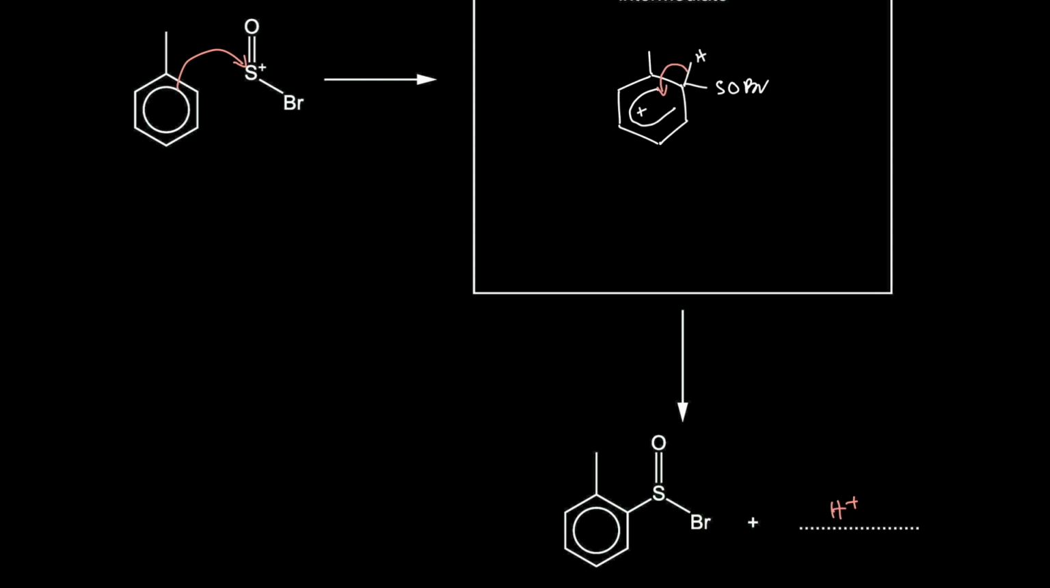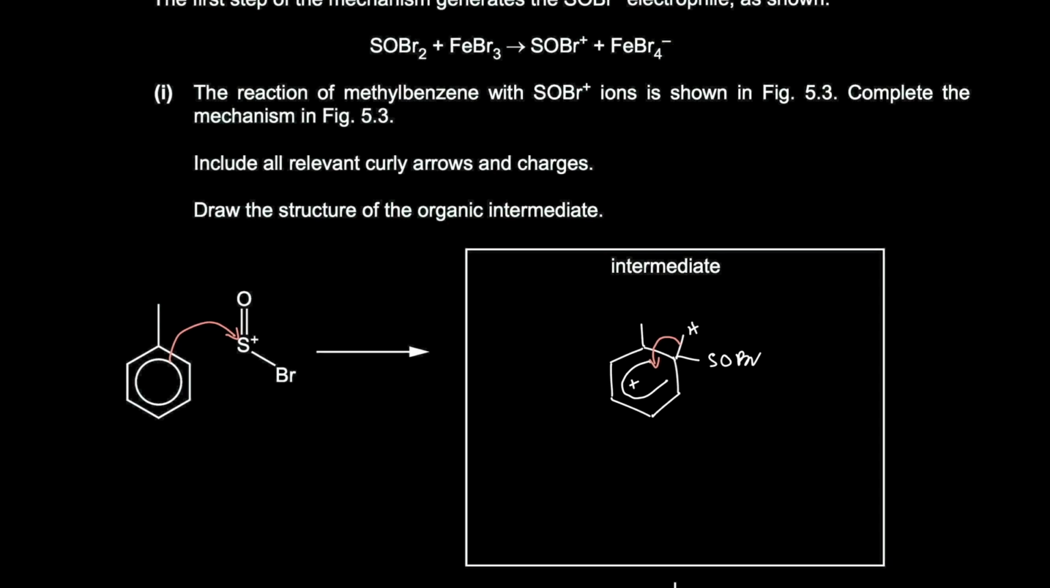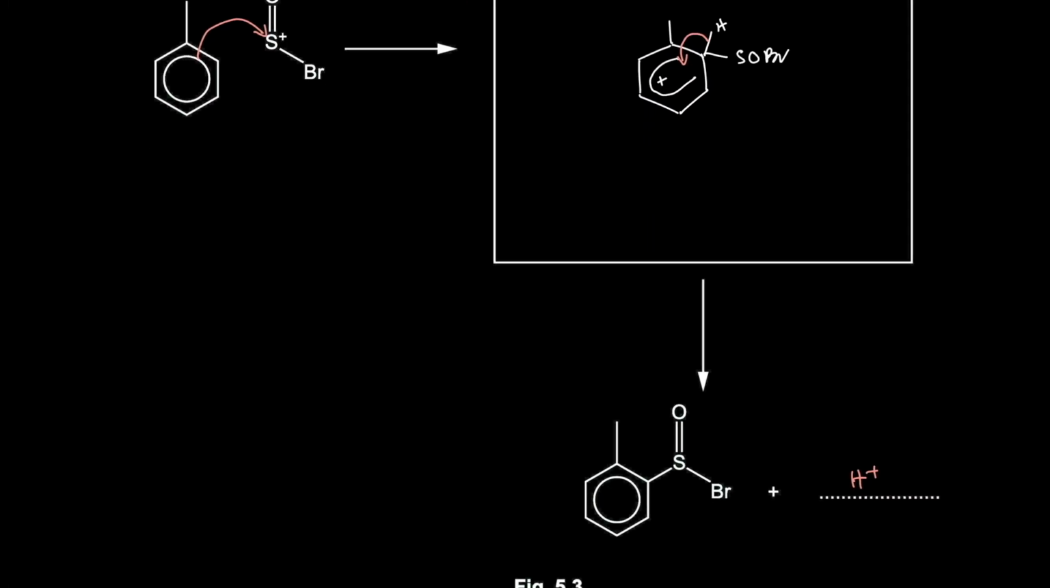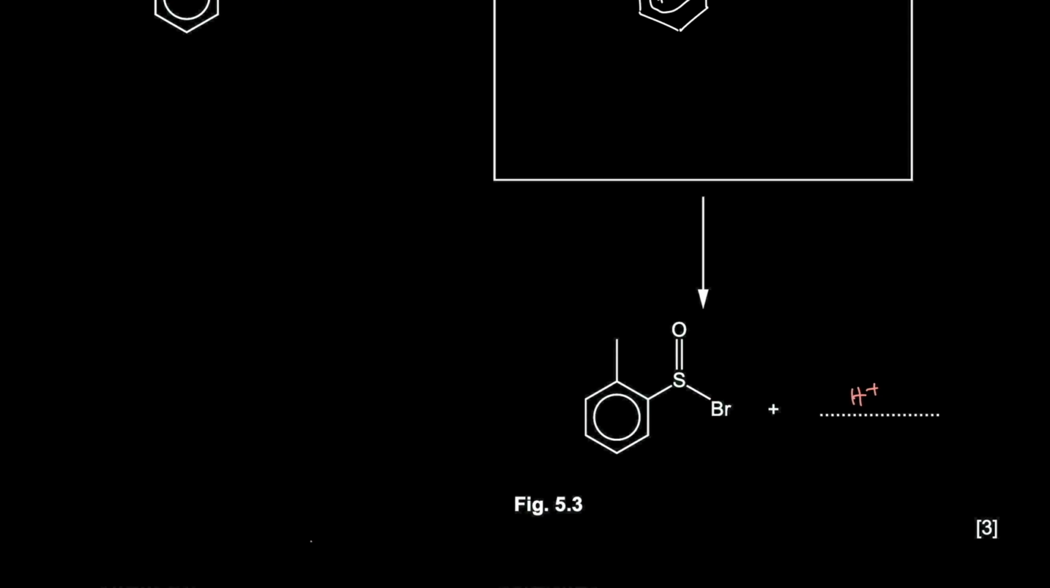And then this H+ can react with FeBr4-. I'll write that down even though they're not asking for it. The H+ reacts with FeBr4-, and we end up regenerating the catalyst, that's FeBr3, and we get HBr, which is our other product. HBr is the byproduct of this reaction.